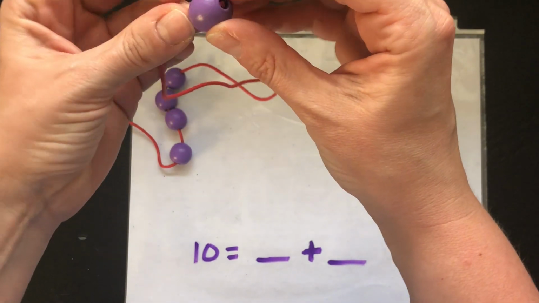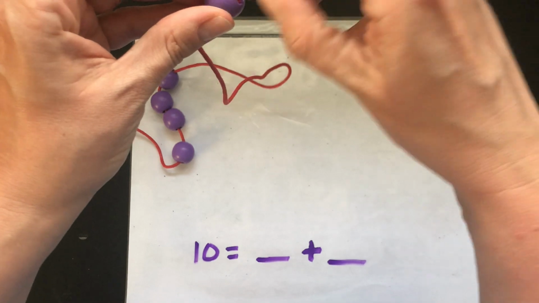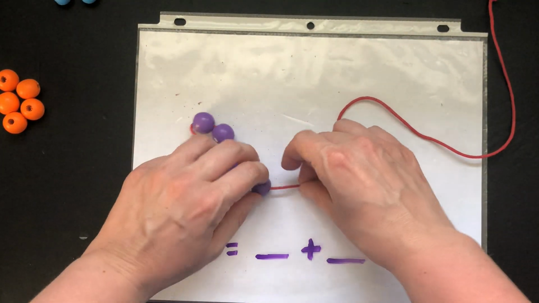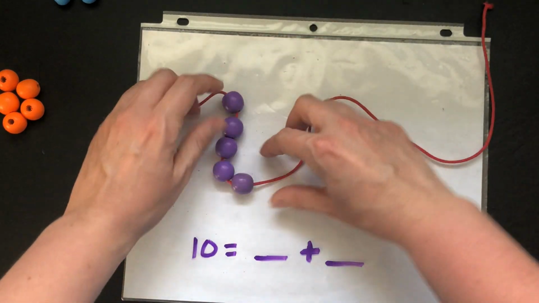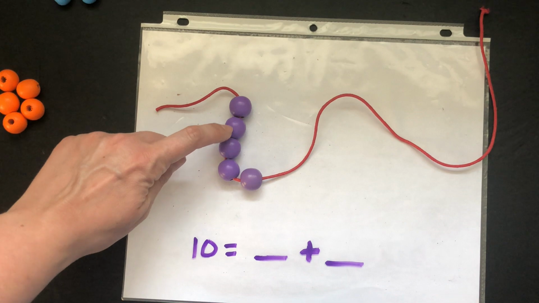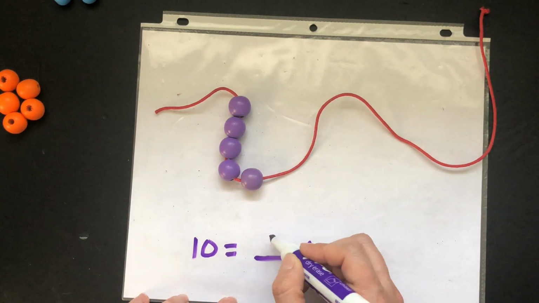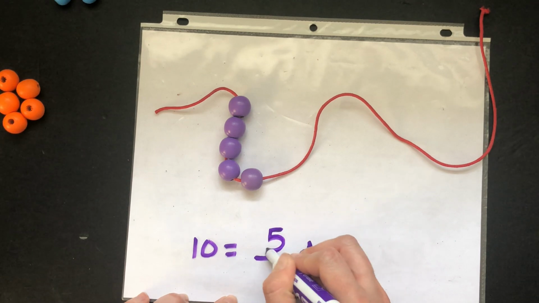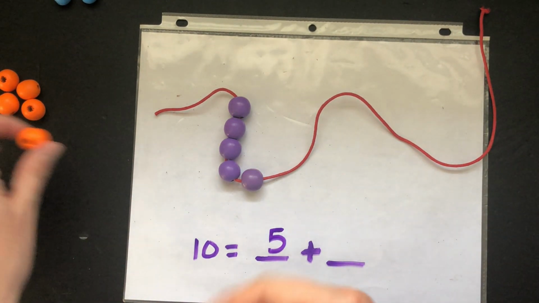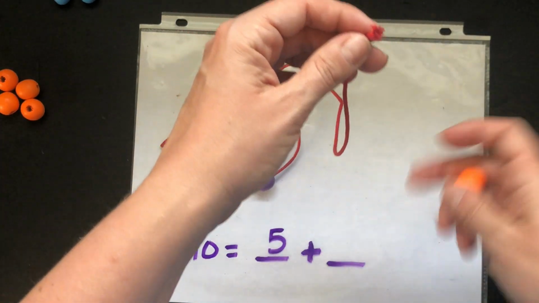Okay, so on my little bead loop, some of you might say it looks like a bead bracelet. On my little bead loop, on this side, I have 5 purple beads. Ready? Let's count them. 1, 2, 3, 4, 5. So 10 can equal, I had 5 purple beads, and now I'm going to use my orange beads. Let's see how many more we need to make 10. So there were 5 purple.